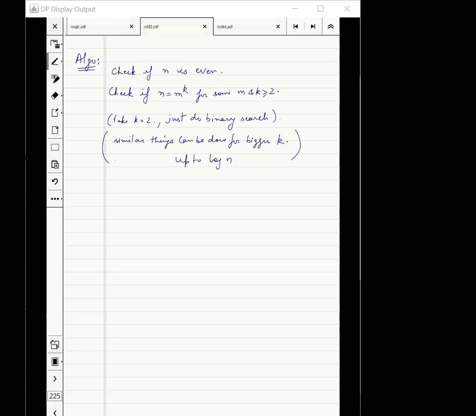If this is not the case with n, that means now we are at a stage where n is equal to k times k prime, where k and k prime are odd, because the number n is not even, n is odd. That means all the factors are odd, and k, k prime are co-prime.